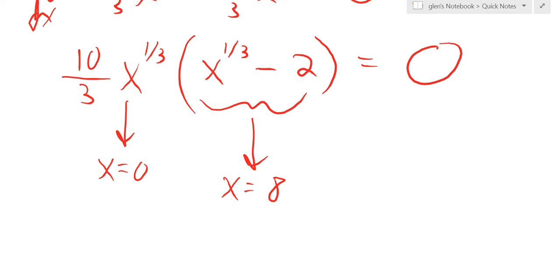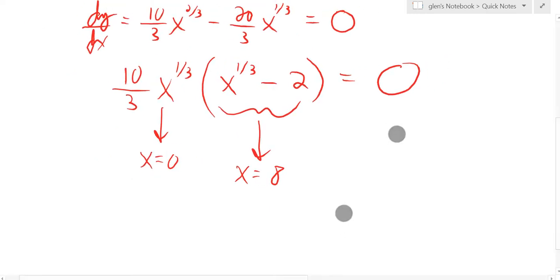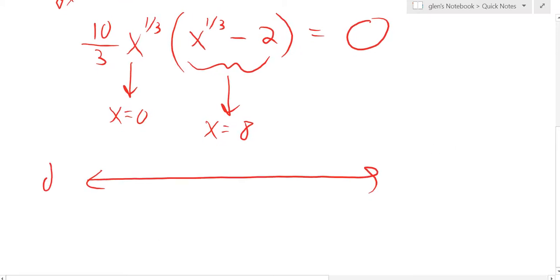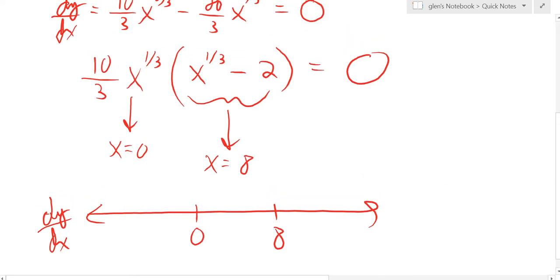So we're going to make a number line. And on that number line, we're going to put 0 and 8. And next to my number line, I'm going to write dy/dx or just y prime. Because we're testing the first derivative, and I want to make that very clear to myself so when I look at it later on, I'm not confused about what this number line tells me. Okay? We're going to take a negative number, doesn't matter, negative 8, negative 10, negative 1, doesn't matter what it is. We're going to plug it in. When you plug in a negative number here, 10/3 is positive, that's not changing.